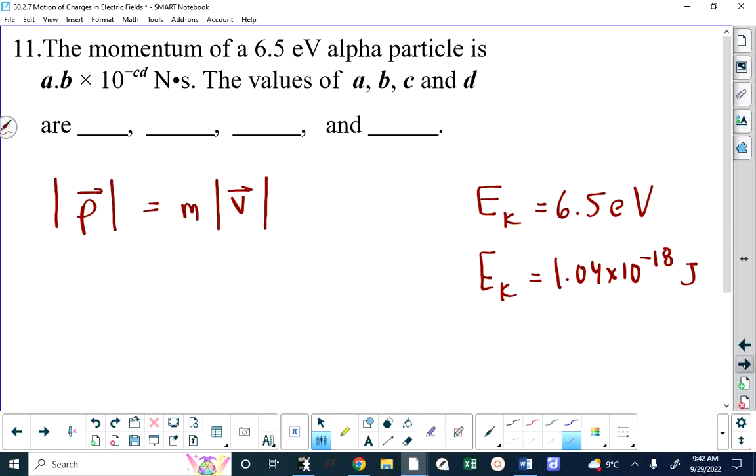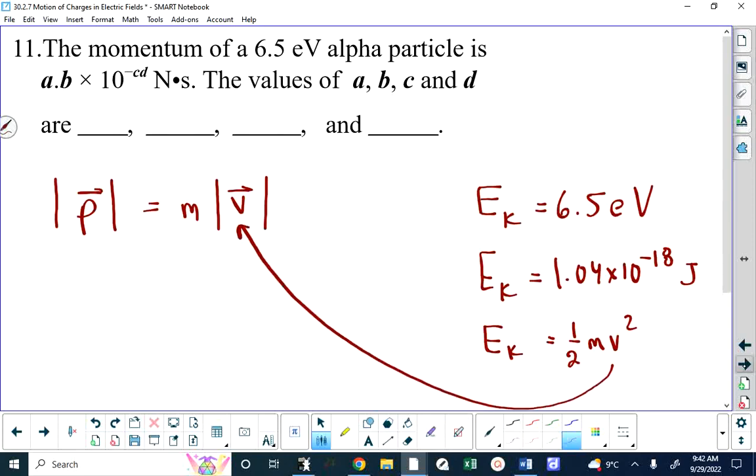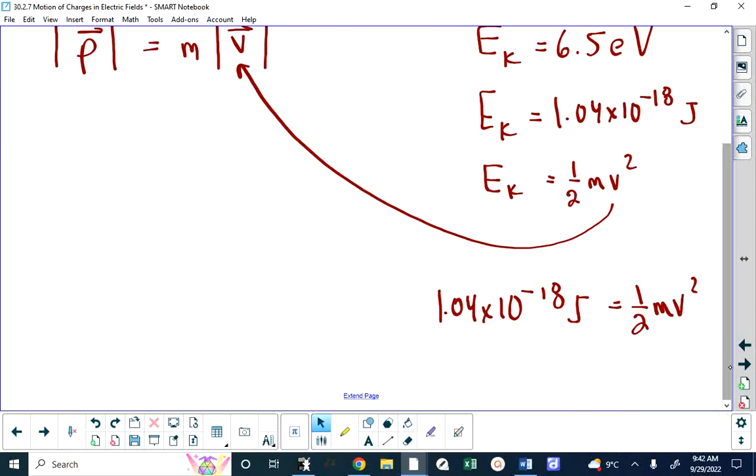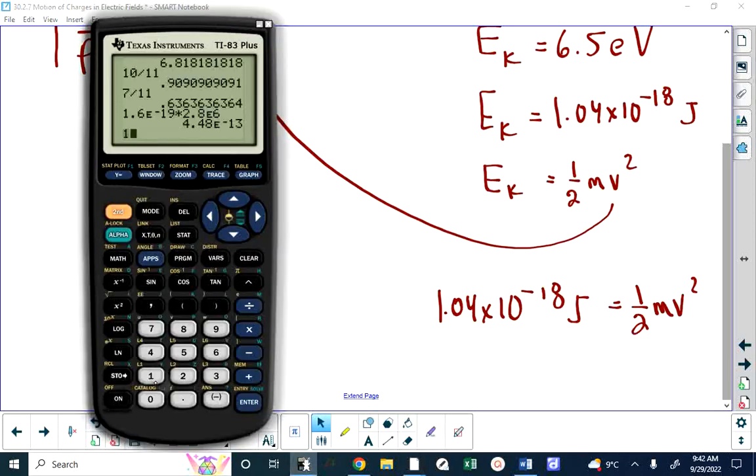Now what I can do, and the reason why I'm doing it this way, Ben, is kinetic energy is 1/2 mv squared. This equation is my vehicle for finding the speed so that I can find the momentum. But that equation only works if I use joules. So now what I can do is set that 1.04 times 10 to the negative 18 joules equal to 1/2 mv squared. I'm not really keeping track, but that's probably at least the 10th time we've used that formula in 2.5 days of classes. We're going to take that energy and multiply by 2.